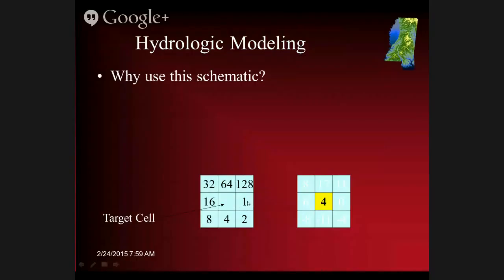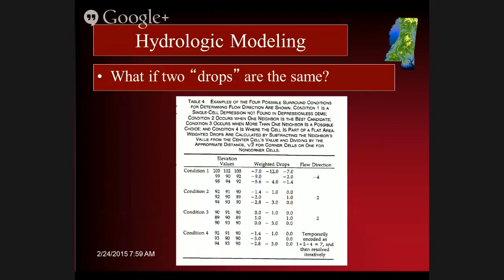Likewise, a 1 and a 2 would give you a 3. That's unique. A 1 and a 4 would give you a 5. That's also a unique number. So every possible combination of these cells is a unique number. It's going to be a number between 1 and 255, and it will tell you exclusively that it flows in a single direction, or it will tell you that it could be one of 2 possible, or 3 possible, or 4 possible choices. Okay.